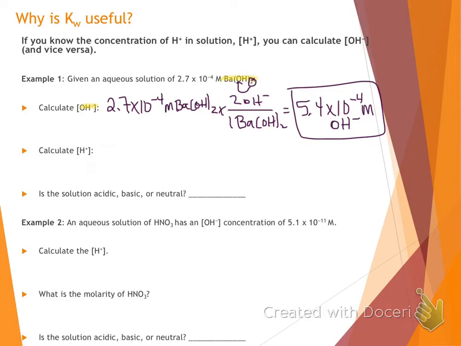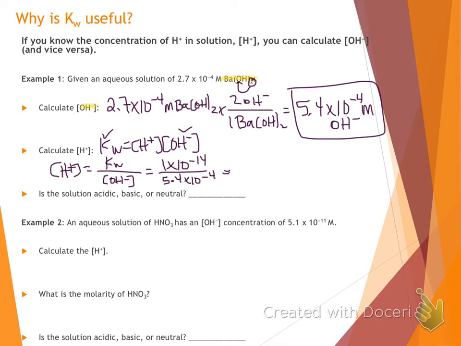Well, we can also find our H plus using that Kw expression. We know Kw is our H plus ion concentration times our hydroxide ion concentration. Well, we know Kw is 1 times 10 to the negative 14, assuming we're at 25 degrees Celsius. We know hydroxide, so we can just go and solve for H plus. When we rearrange for our H plus, take our Kw divided by the hydroxide ion concentration, or 1 times 10 to the negative 14 divided by that 5.4 times 10 to the negative 4 molar, and that should give us 1.9 times 10 to the negative 11 molar for those H plus ions.